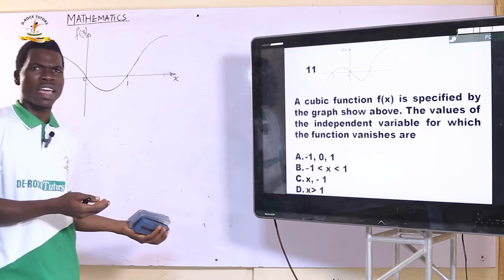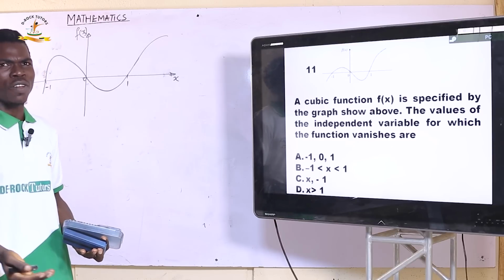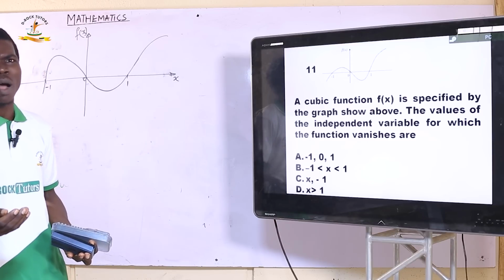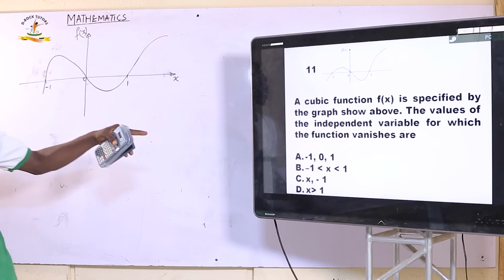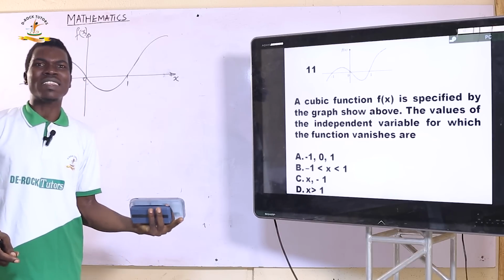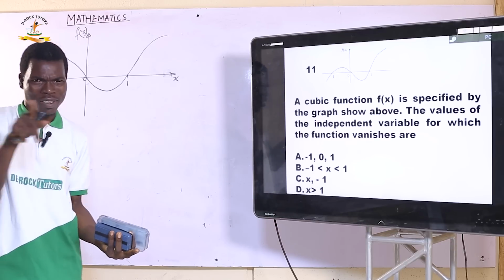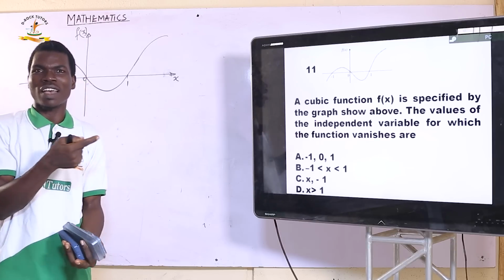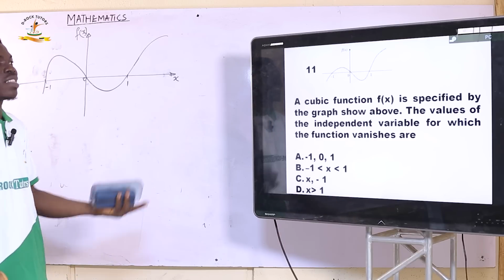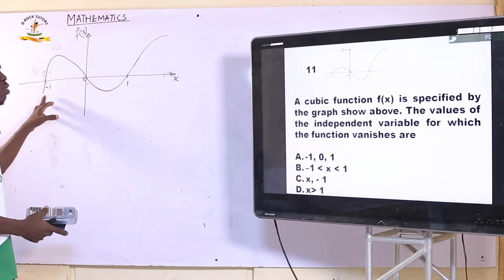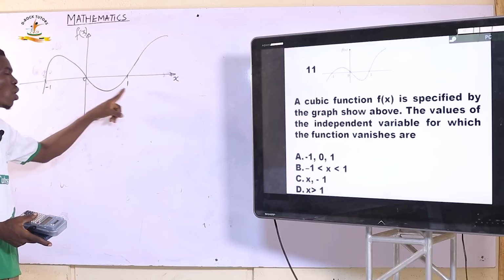So we have two variables here, the independent and the dependent. Which one is the independent variable? The independent variable is the x-axis. Whenever you have a function, the independent variable is x because it does not depend on your function. However, the function depends on x. So we call f of x the dependent variable. So the independent variable is going to assume values of -1, 0, and 1.